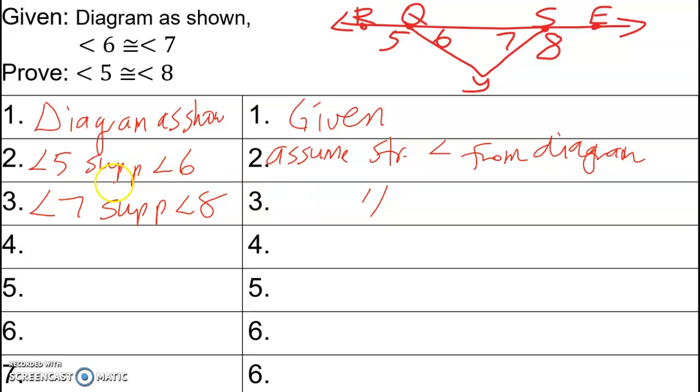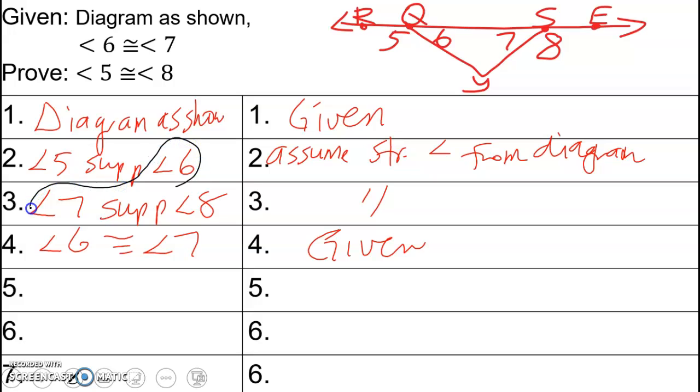And it is given that angle 6 is congruent to angle 7. That is given. Based on that, we have two angles that are supplementary to two congruent angles. Let me mark them in black here. So we have angle 6 and angle 7. They are congruent and they are supplements of two other angles. So therefore, those angles must be congruent. So angle 5 is congruent to angle 8.